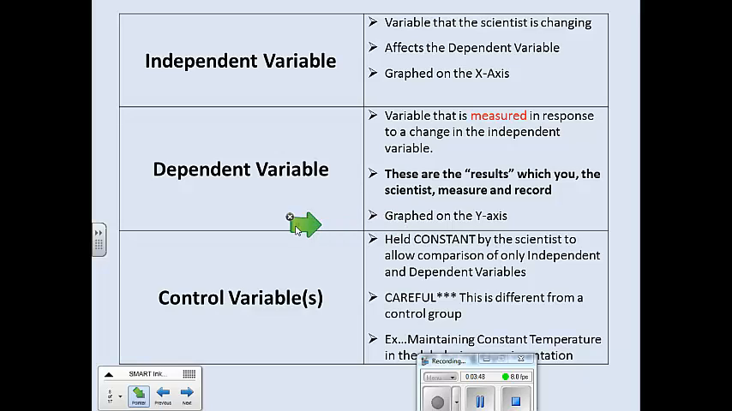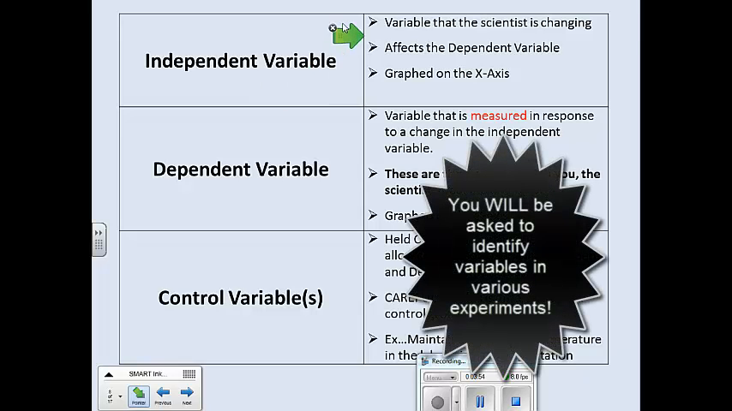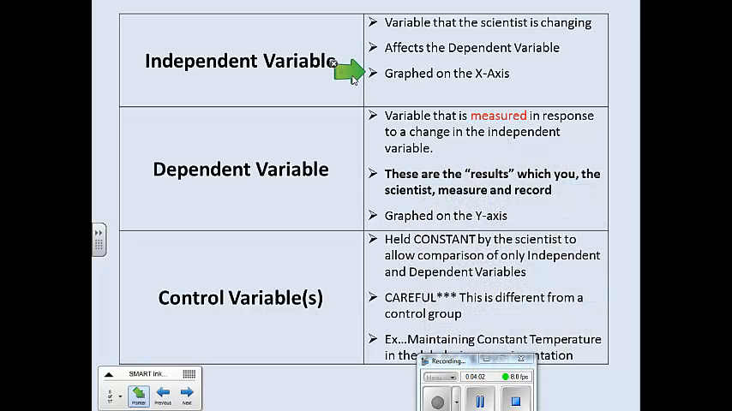So your variables. Every time you're talking about variables, you have three different kinds you need to be aware of. The first one is the independent variable. This is the variable that you or the scientist is changing. It's going to actually affect the dependent variable. When you turn these into a graphical representation, you do that on the x-axis. Dependent variables, on the other hand, are measured in response to the change of the independent variable. It's what you're actually recording, it's what you're actually testing. When you graph these, they go on the y-axis.